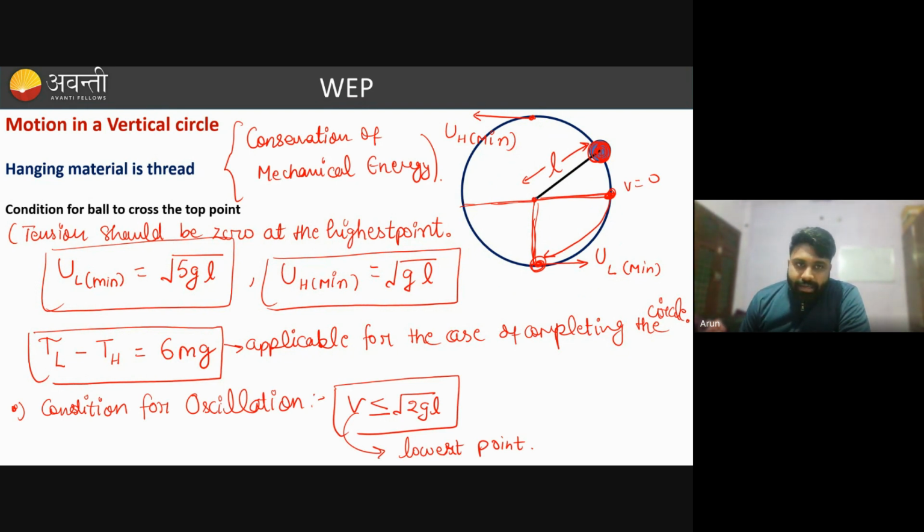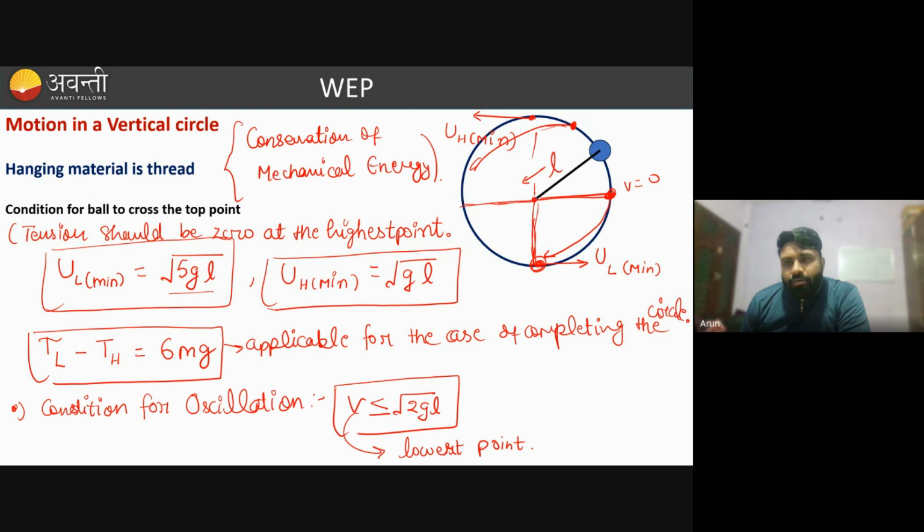Okay. And we know the minimum velocity that is required to complete the circular motion is root 5gL. So if the velocity is in between, meaning it is greater than root 2gL and less than root 5gL, it will not complete the circle and it will leave from here and follow a parabolic path now. Okay, because it has a velocity in this direction.